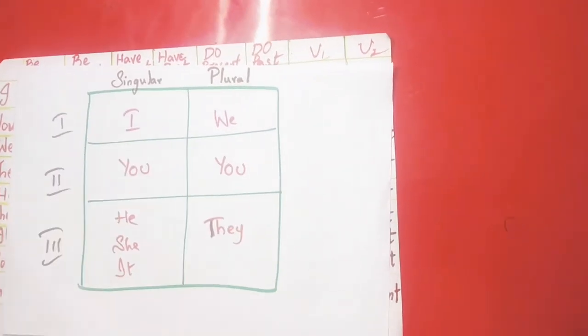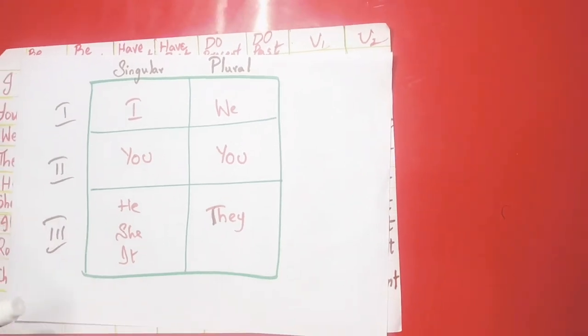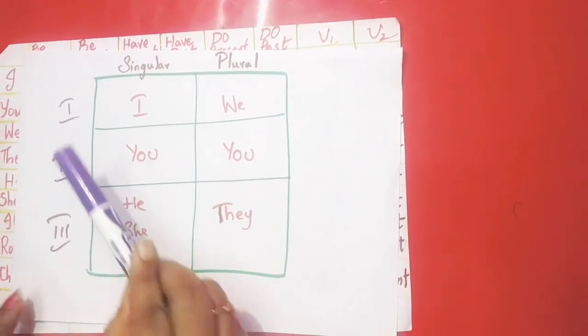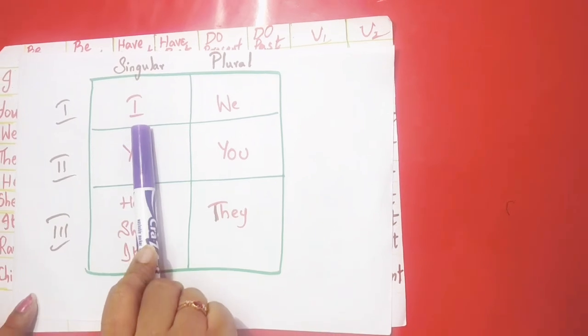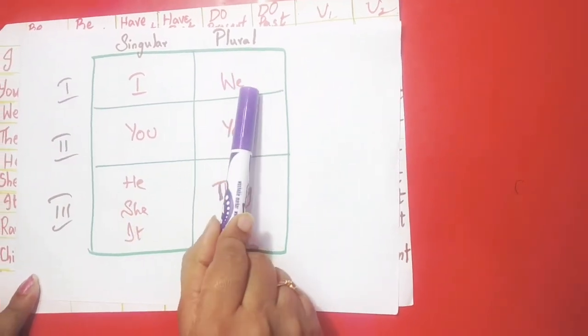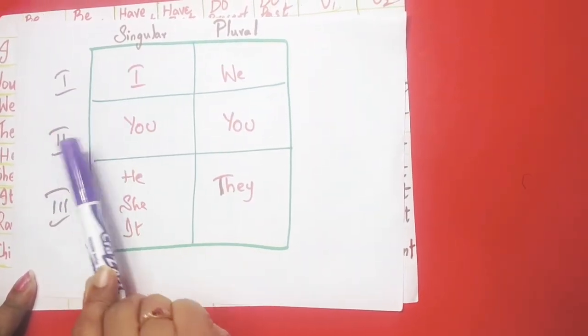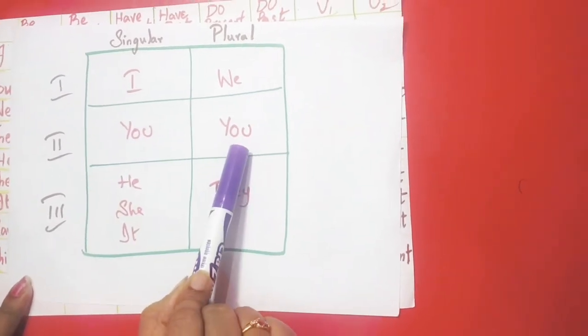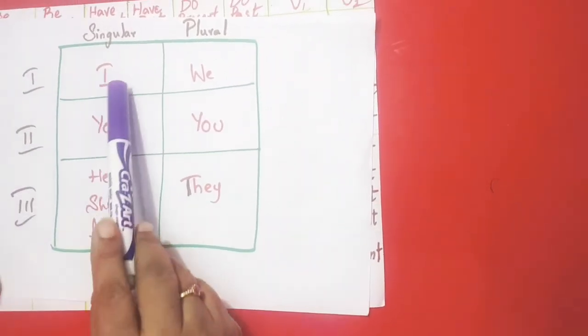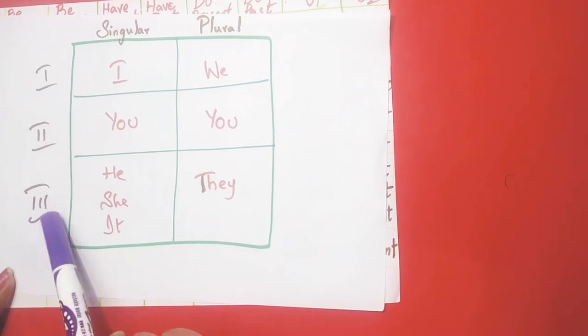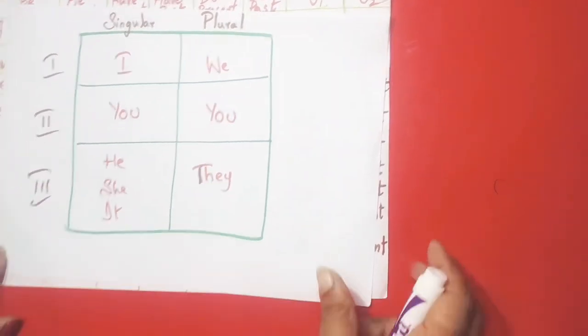With this knowledge we proceed further. That is singular and plural with first person, second person and third person. Under first person singular we have I, first person plural we have we. Second person singular is you and plural is also you. Third person singular is he, she, it. Third person plural is they.